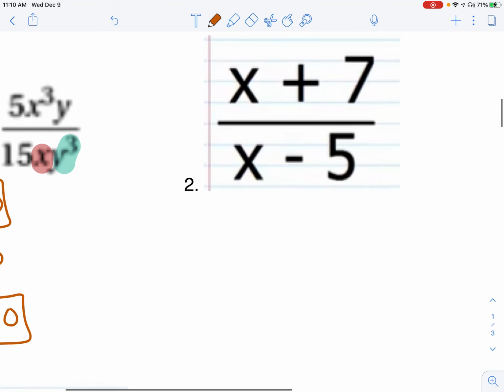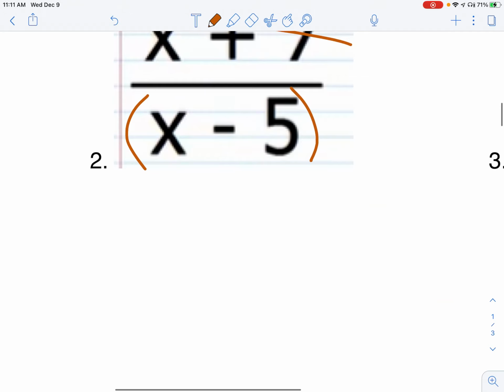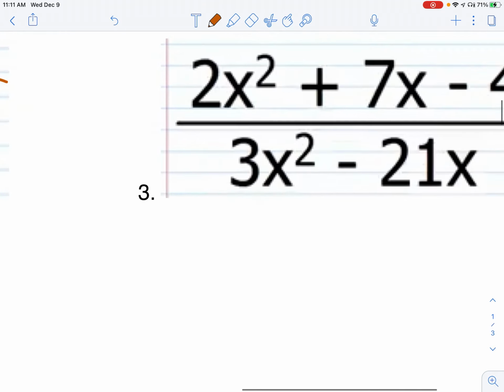Now let's take a look at number 2. Again, we're not really concerned about the numerator at all, unless it's a division problem. The denominator is x minus 5. It cannot factor. Because I'm going through my steps, it says factor if you can, and I can't, so I take my denominator, say it's not allowed to be 0, and then I solve. If you add 5 to both sides, you get x is not allowed to be 5. So x can be any value except for 5. That's a restricted value.